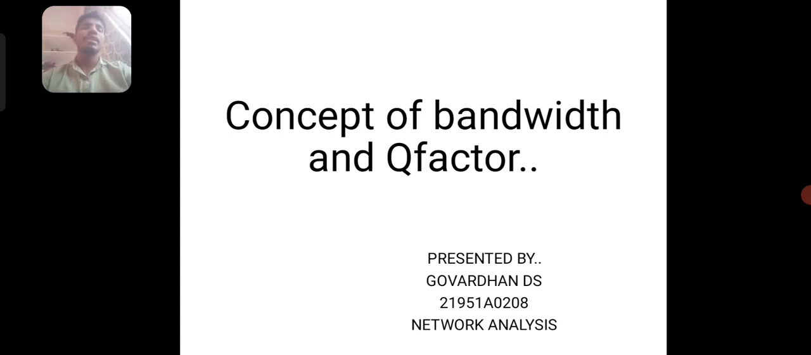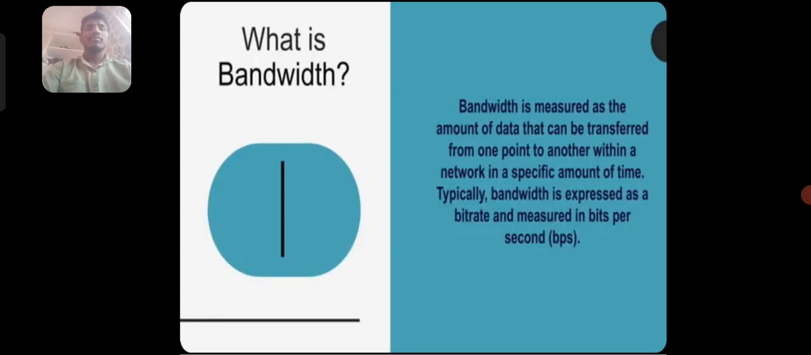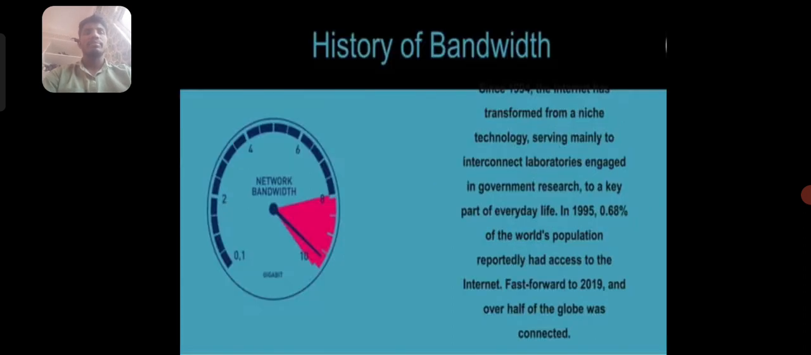My topic in network analysis is the concept of bandwidth and Q factor. What is bandwidth? We have to know about the bandwidth. Bandwidth is measured as the amount of data that can be transferred from one point to another within a network in a specific amount of time. Typically, bandwidth is expressed as bit rate and measured in bits per second, denoted by bps.